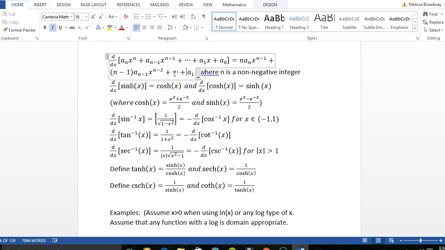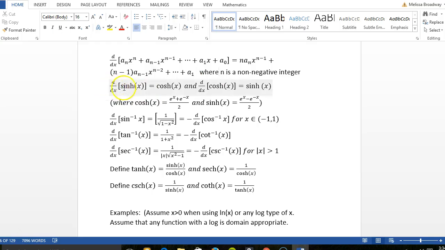So we would have 2a2x to the 1, and then also to the left of that, separated by the plus sign, we would have 3a3 x squared, then 4a4 x cubed coming in from the right, okay? But anyway, there's that, and that's going to come in handy, of course.